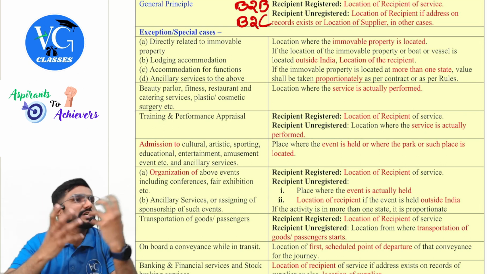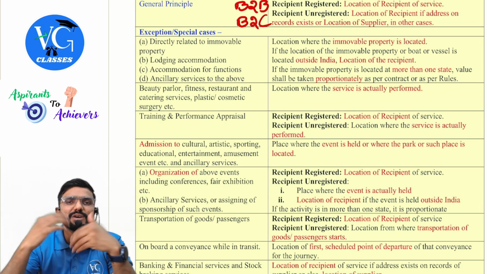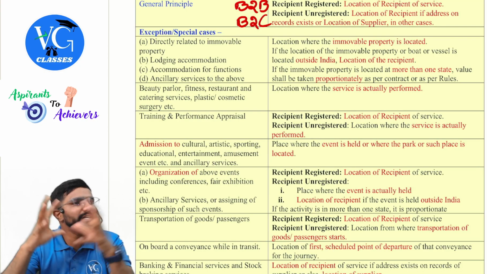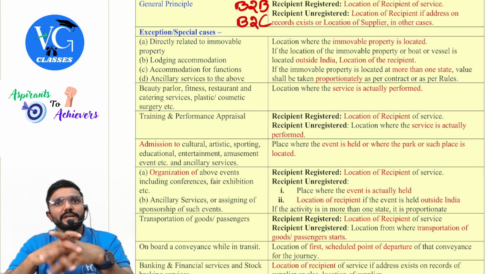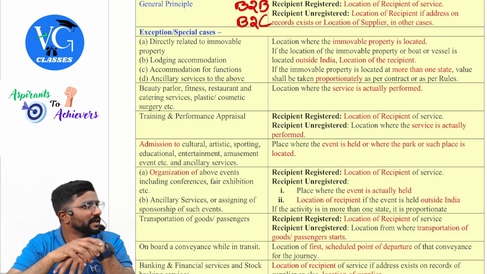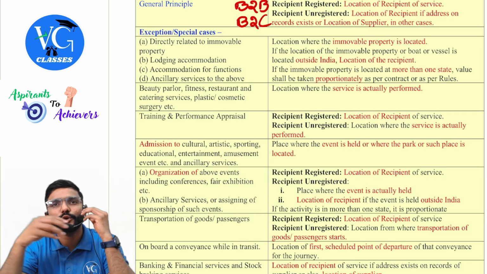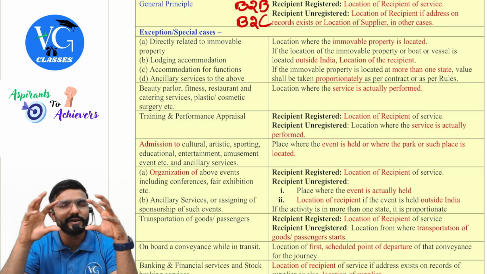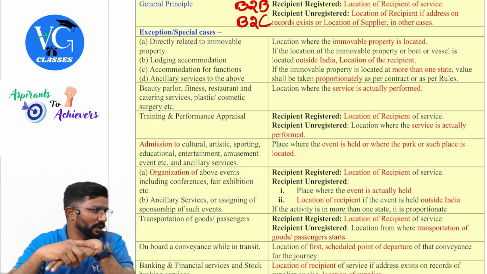Now assume, sir, they are charging a consolidated amount for everything. Then you have to enter into an agreement, and as per that we have to calculate the proportionate value. For each proportionate value, the place of supply would be the respective states. Clear? Sir, will they ask a question on that? No. For Intermediate, you need not worry. They will not ask questions on proportionate value calculation.